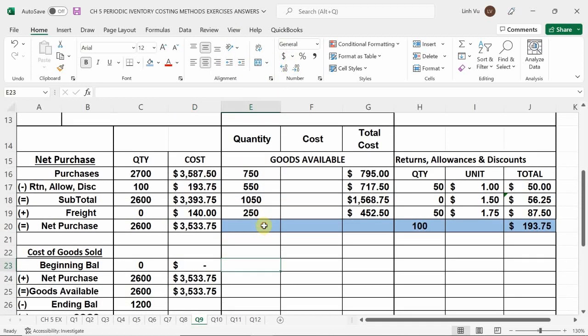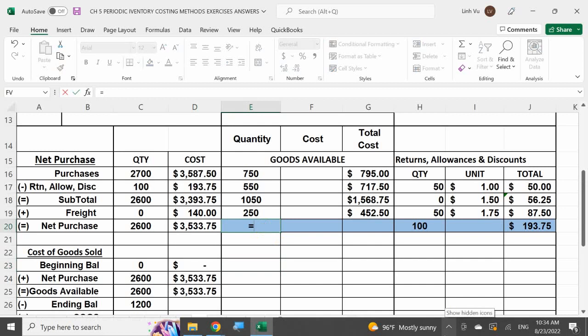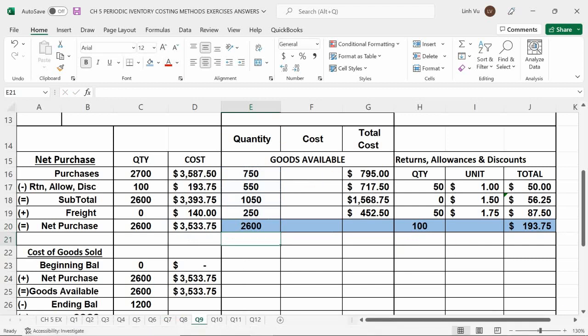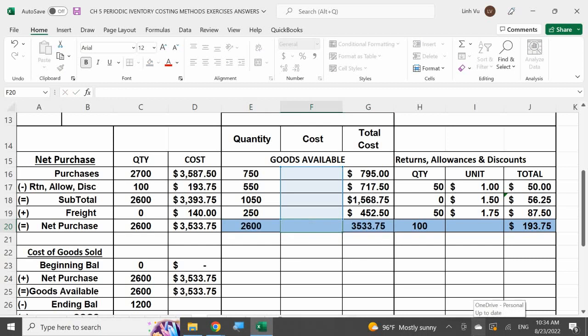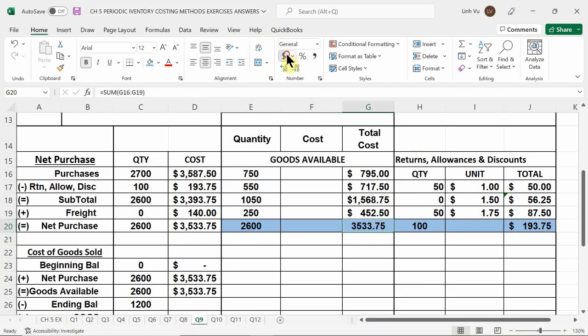So let's go ahead and sum up my numbers here. I got a grand total of 2,600 units at a grand total cost of $3,533.75. So here, my goods available ended up being all of this. And guess what?